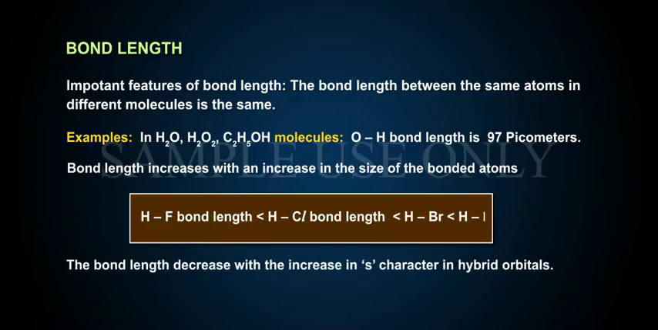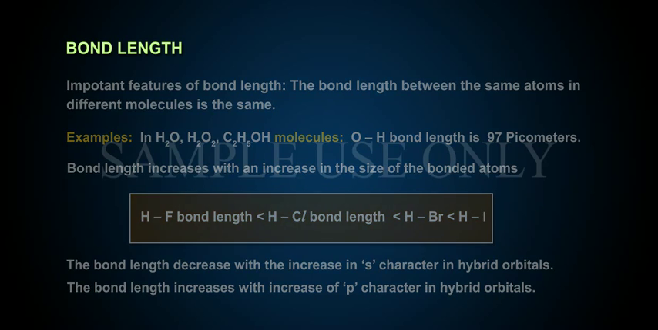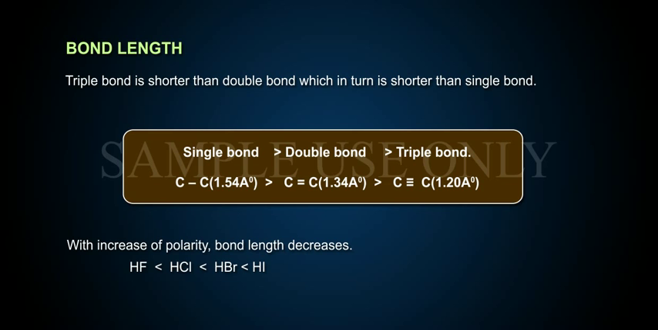The bond length decreases with the increase in s character in hybrid orbitals. The bond length increases with increase of p character in hybrid orbitals. Triple bond is shorter than double bond, which in turn is shorter than single bond. Single bond greater than double bond, greater than triple bond.